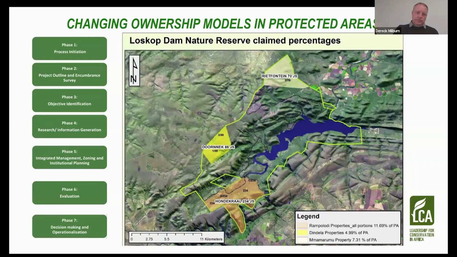So as an example, Loskop has 3 different communities that own 22% in total. And these CPAs are now actively involved in the planning of the reserve and all of our activities in the reserve.